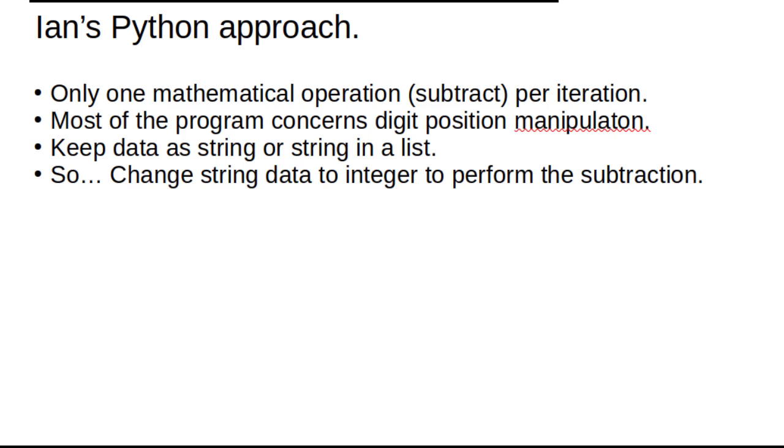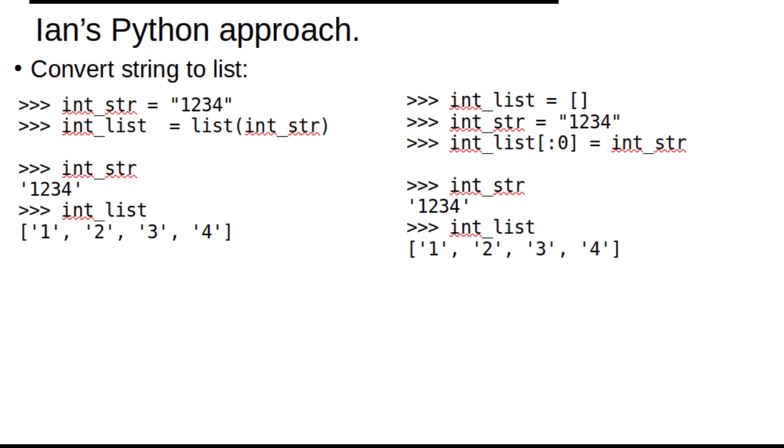Here's some examples. See, I bring in the string. You can put a string into a list, so that's what your list looks like. You want to split it up. Another way, I've stumbled upon this, where if you want to put a string into a list, you can just put bracket, colon, zero, right bracket. And that will convert that string into a list, 1, 2, 3, 4.